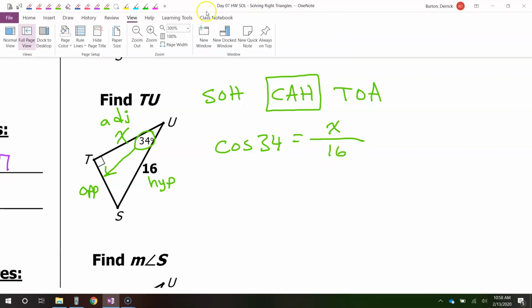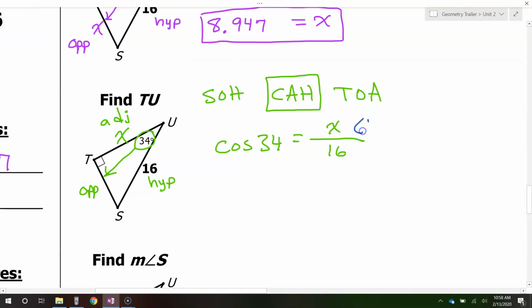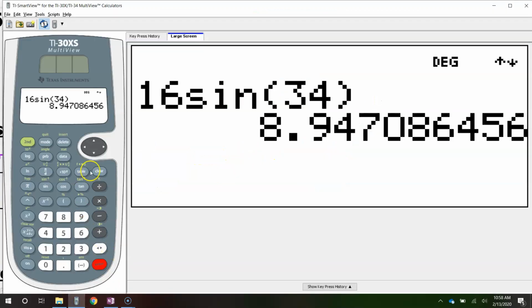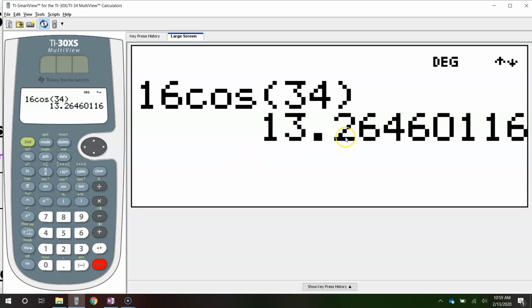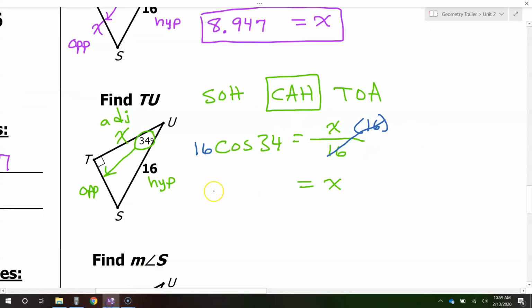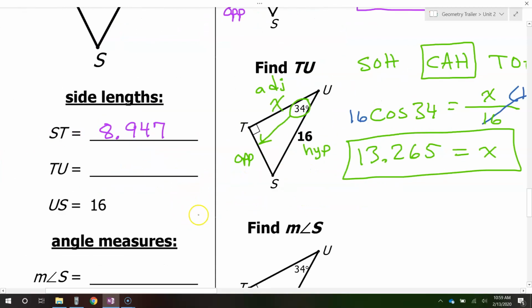So how do I solve an equation like this? Well, you multiply both sides by the denominator, because that way these will cancel each other out. So that will give you the answer. I just have to type in 16 cosine 34. So that is 13.265. Got to round up. All right, so that was TU.